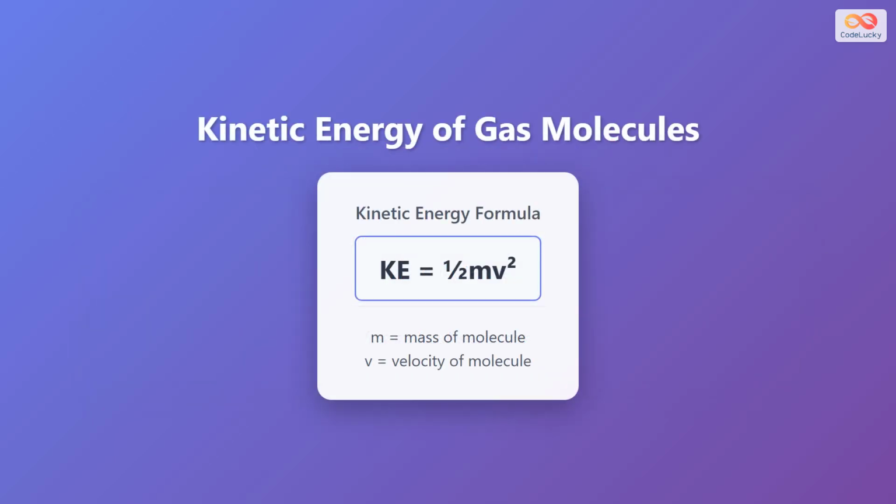Now, let's talk about kinetic energy. The kinetic energy formula is KE equals 1/2 mv squared, where m represents the mass of a molecule and v represents the velocity or speed of that molecule. This equation shows us that kinetic energy depends on two things: how heavy the molecule is and how fast it's moving. The faster a molecule moves, the more kinetic energy it has. This is important because in gases, molecules are constantly in motion, and this motion directly relates to temperature.